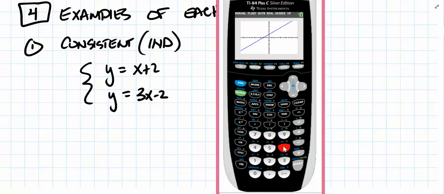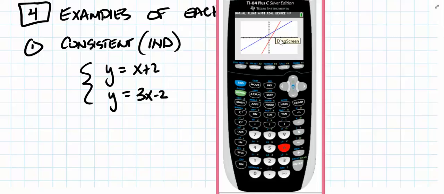Okay, here's an example of a consistent independent system. The reason this is consistent is because it has a solution. The reason it's independent is because it only has one solution. I can see clearly that it only hits in one spot. What do you think that spot is, by the way? I think it looks like it's 2, 4.